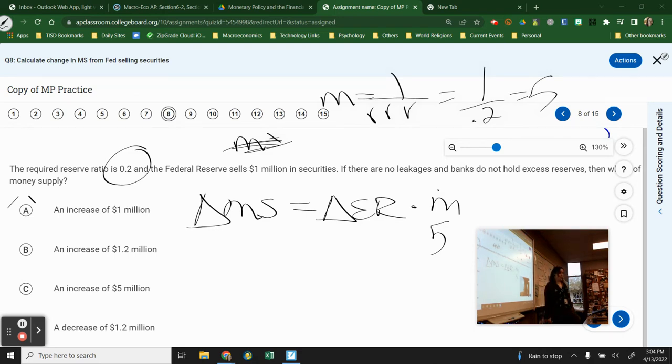-1 million. Why negative? Because they're selling securities. And selling securities, selling bonds, is contractionary. Contractionary decreases money supply. If it was buying, then it would be +1. But it's selling, and selling, Garrett, is contractionary monetary policy. And so -1 million times 5 is a decrease of 5 million.